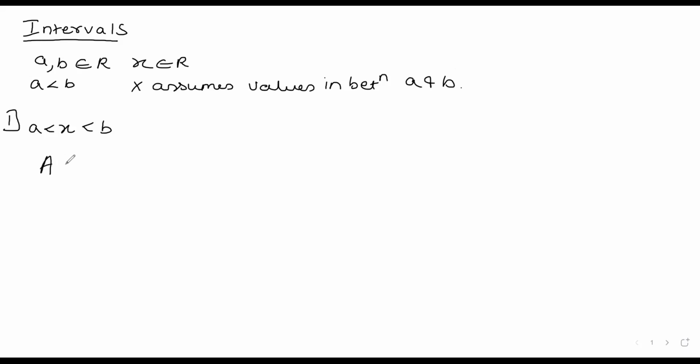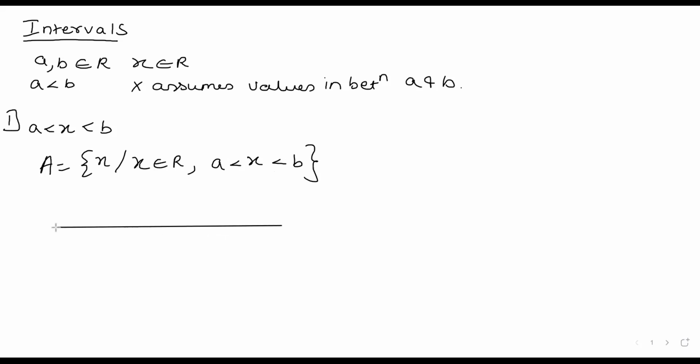So let A be the set of elements X such that X belongs to the real numbers and X is in between A and B. X is in between A and B, but X is not A and X is not B. It is only in between them. If I have to draw a diagram, I'll draw it like this. This is a line. This is A, here is X, here is B.